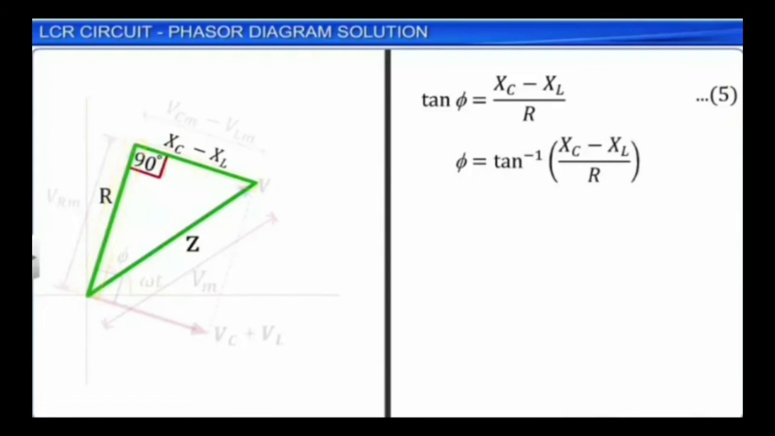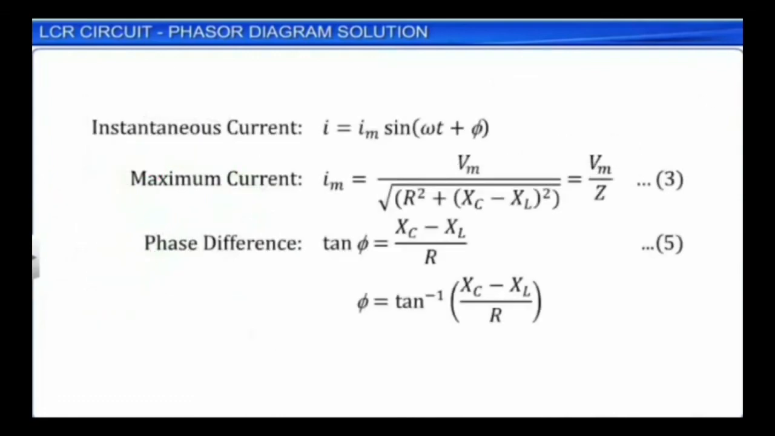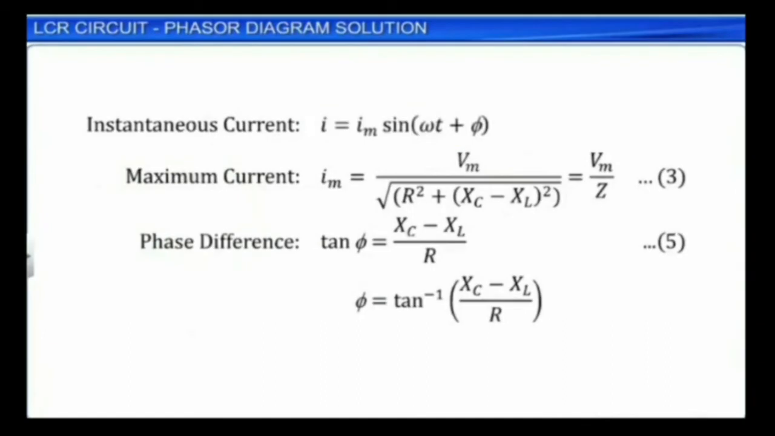Finally, we can conclude that when an AC voltage V equal to Vm sin omega t is applied to a series LCR circuit, the resulting current is I equal to Im sin(omega t plus phi), where Im, the amplitude of current, is Vm divided by Z, where Z is the impedance of the series LCR circuit, which is root of R square plus (XC minus XL) whole square. And the phase difference between the voltage and current is tan phi equal to (XC minus XL) by R, or phi is equal to tan inverse of (XC minus XL) by R.